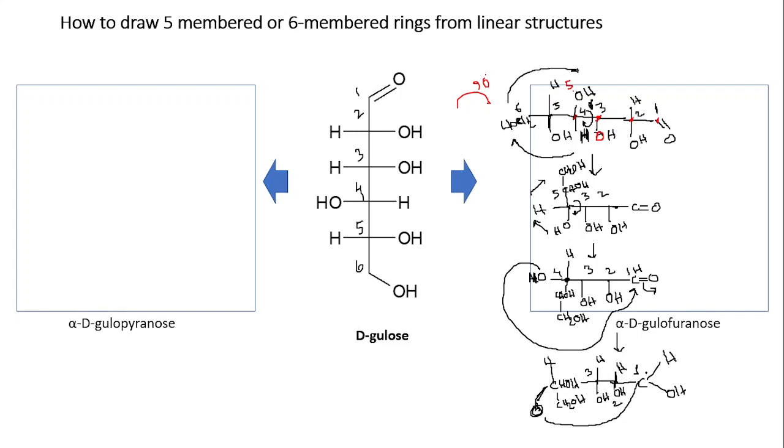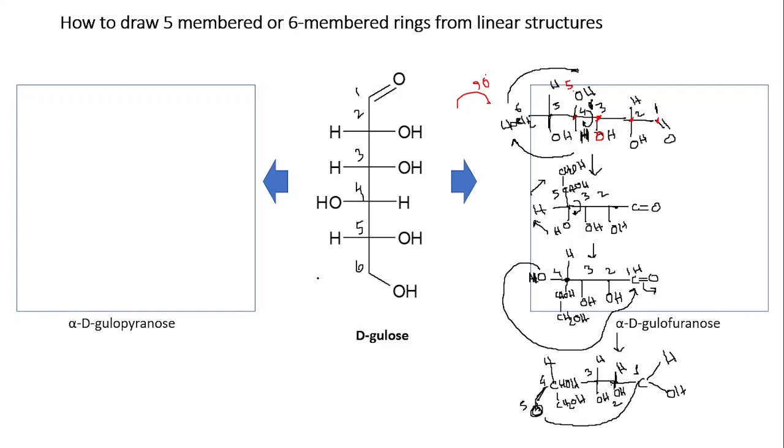So this is, you see, this is alpha pointing down, this is D, it has been a D originally, and it's a fewer nodes because it's a 1, 2, 3, 4, 5-membered ring. Okay, that's a fewer nodes. Okay, now let's try that for making an alpha D glucopyranose.